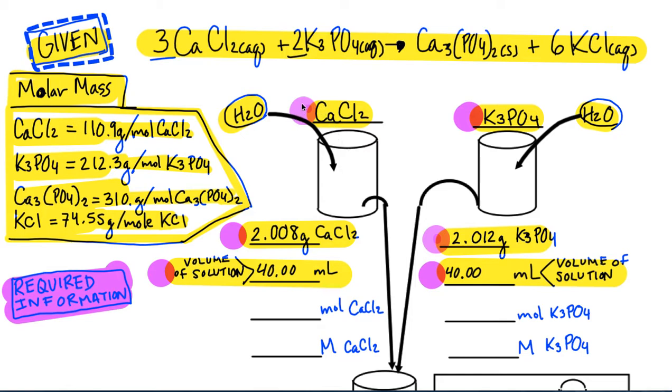So you need to know that one of the reactants is calcium chloride, one of them is potassium phosphate. The original grams of calcium chloride was 2.008. The original grams of potassium phosphate was 2.012. The volume of solution of your calcium chloride was 40.00 milliliters, and the volume of solution of your potassium phosphate was 40.00 milliliters as well, because I added water to the salt.